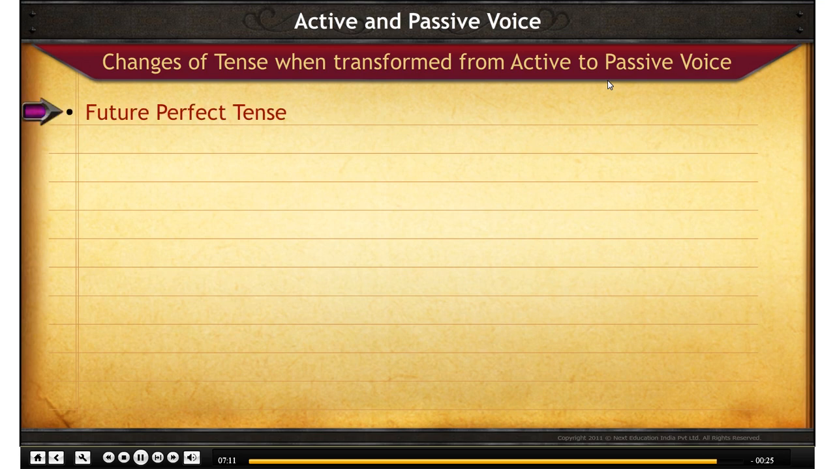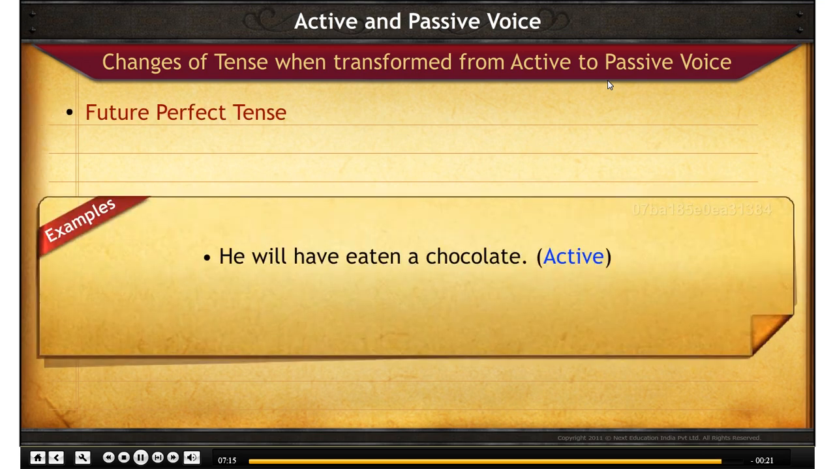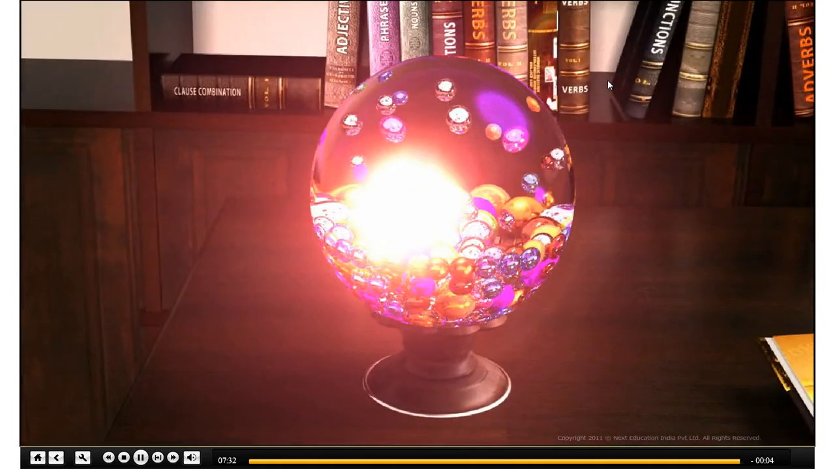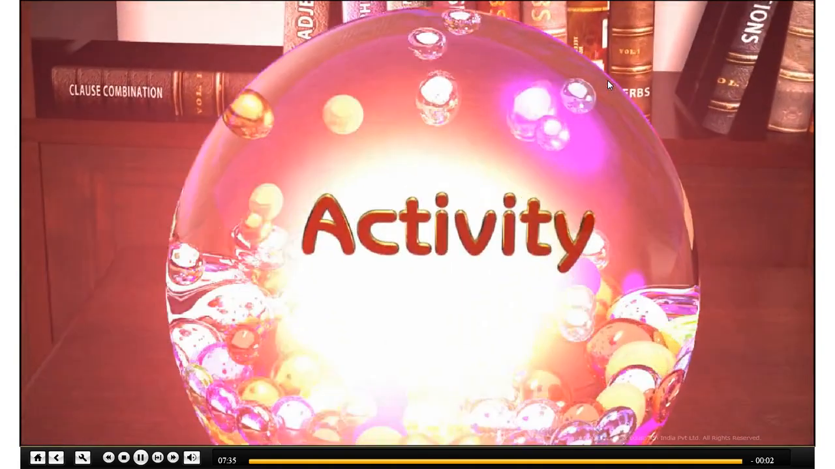Finally, future perfect tense. For example, he will have eaten a chocolate is in active voice. When this is changed into passive voice, it becomes a chocolate will have been eaten by him. Let us now do an activity.